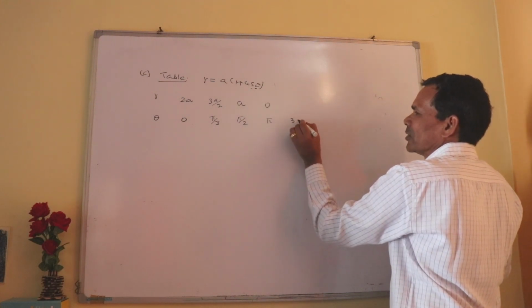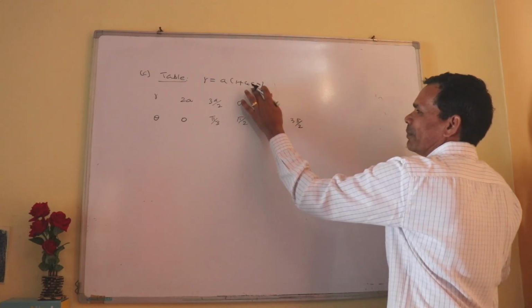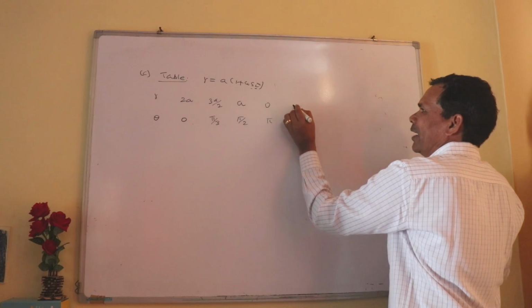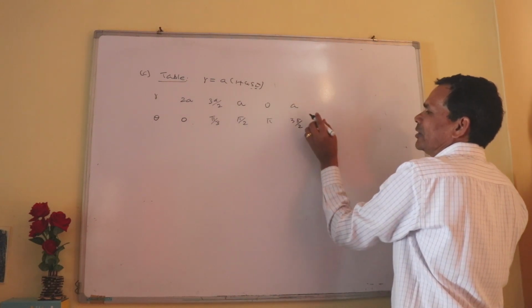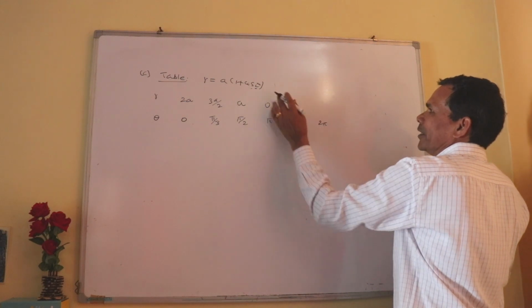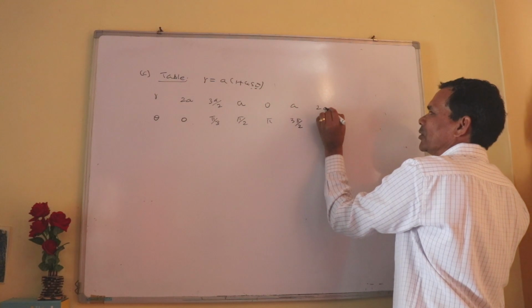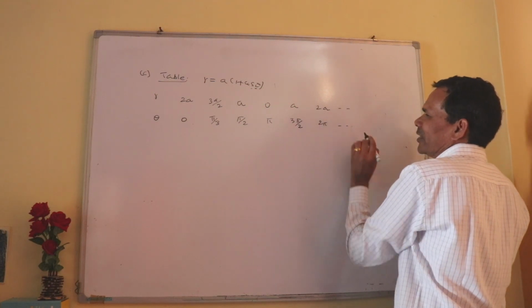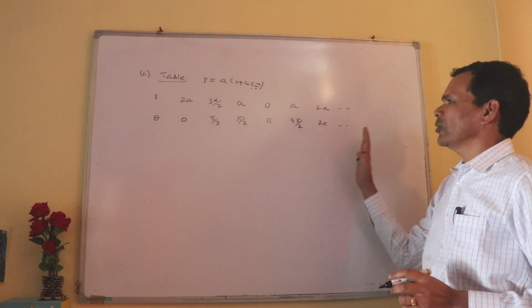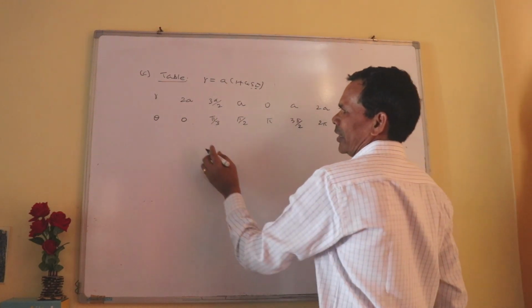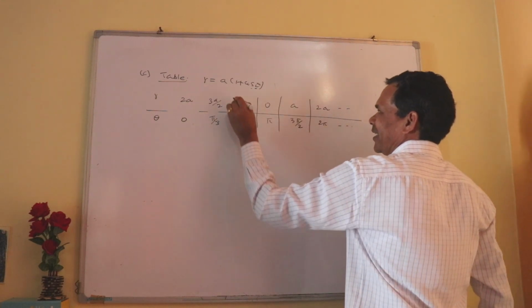Then the next value is say 3 pi by 2. Cos 3 pi by 2 is 0, so r is equal to a. Then theta equal to 2 pi, cos 2 pi is 1, so it is 2 times a, and so on. You can also take in-between values like pi by 6 and pi by 4, and look at these points. So this is the table for the values of r and theta.